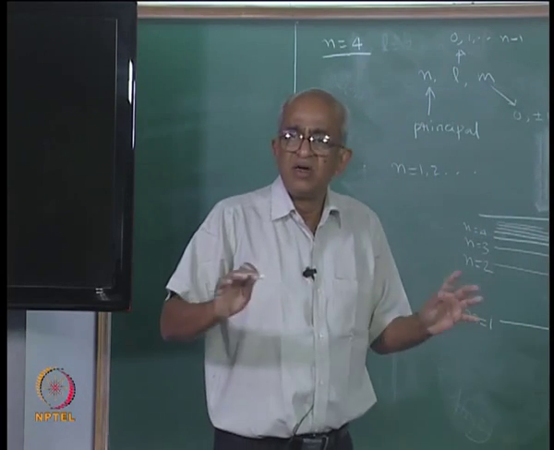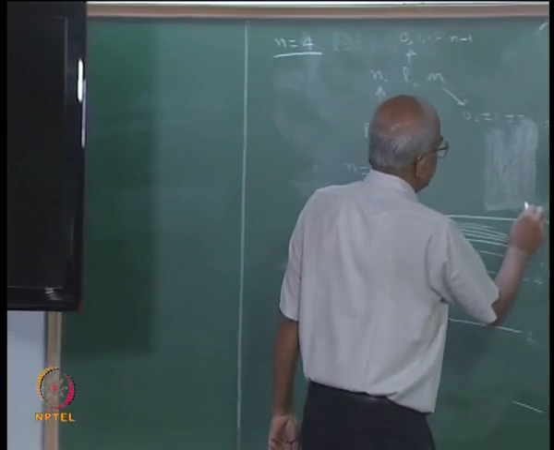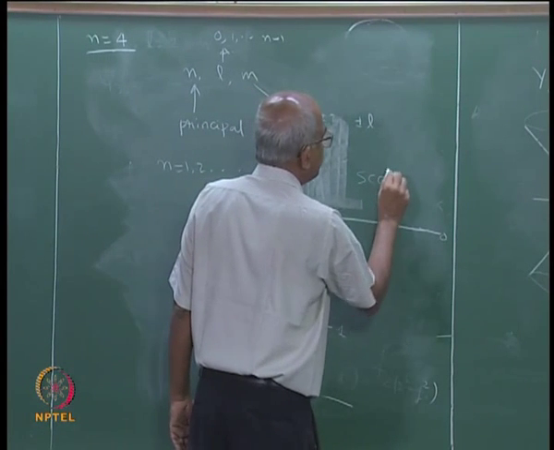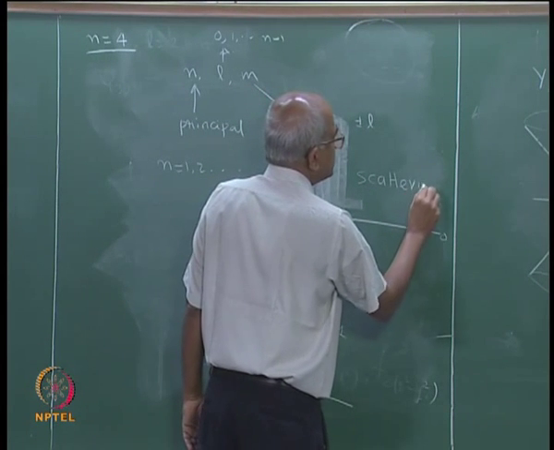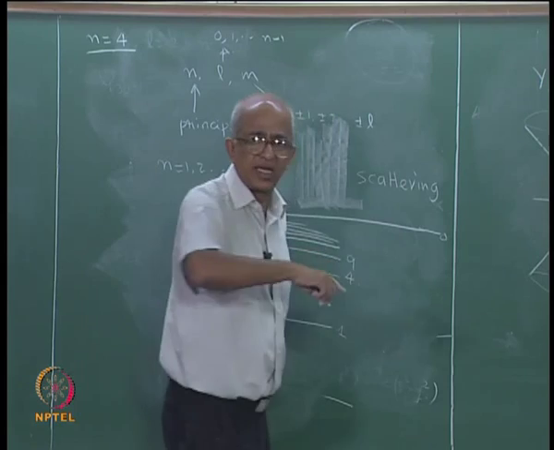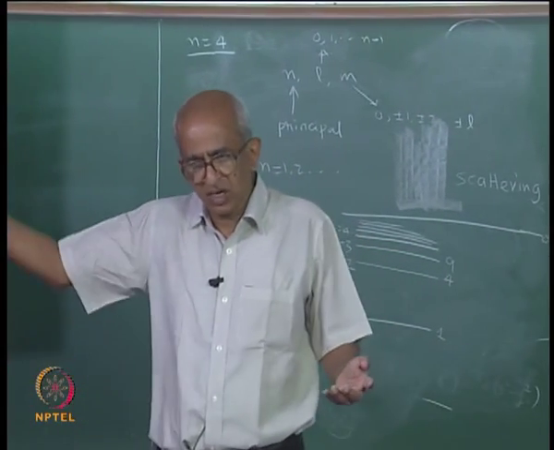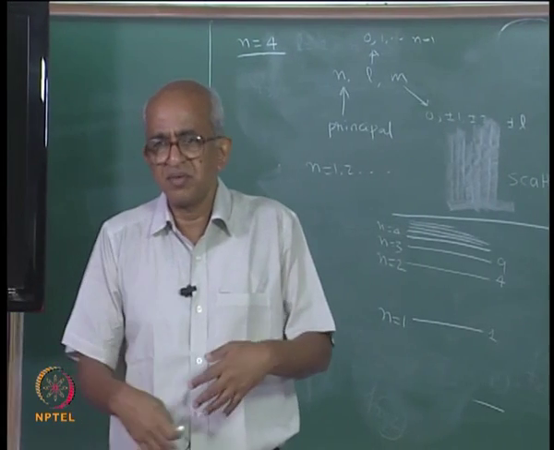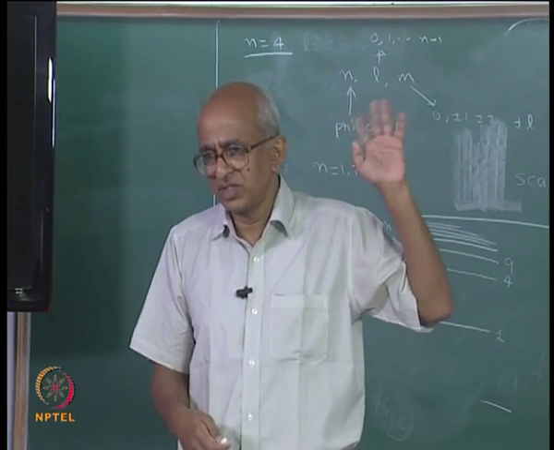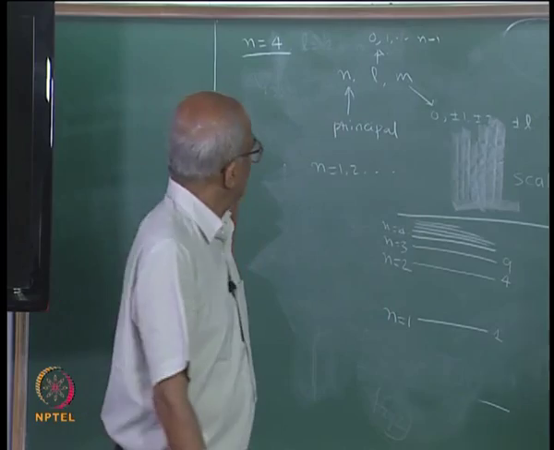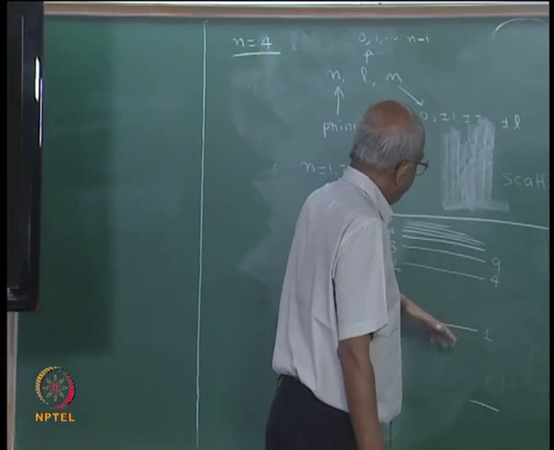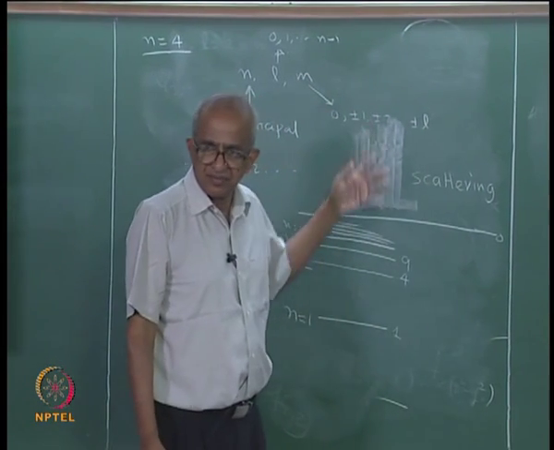These are what are referred to as the scattering states, in which the electron is simply scattered from the proton. It comes, hits the proton, spends some time in the vicinity of the proton and goes away. So, this is how the allowed energy levels of the hydrogen atom are.